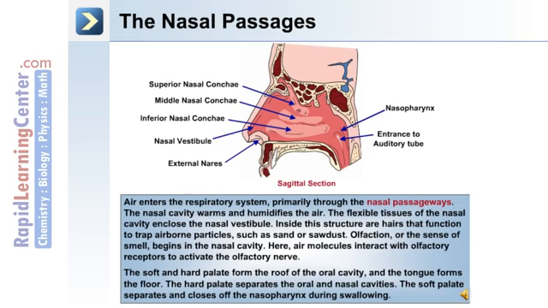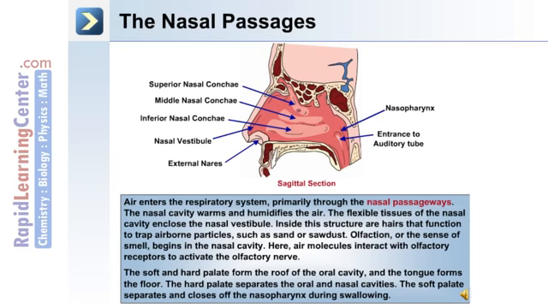The nasal passages. Air enters the respiratory system primarily through the nasal passageways, and they warm and humidify the incoming air. The flexible tissues of the nasal cavity enclose the nasal vestibule towards the anterior portion of the nose. Inside this structure are hairs that function to trap airborne particles such as sand or sawdust.